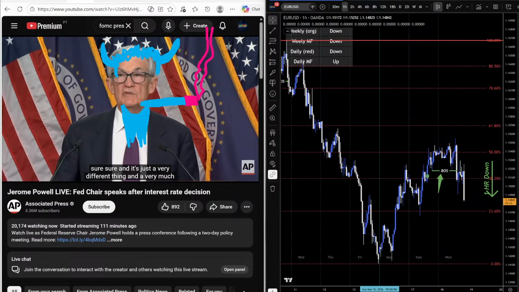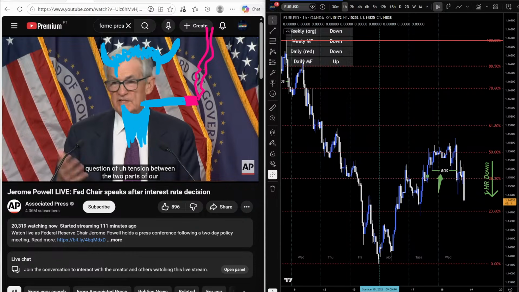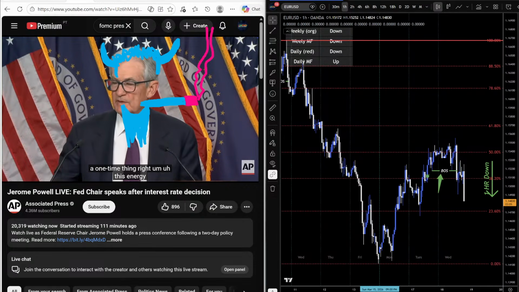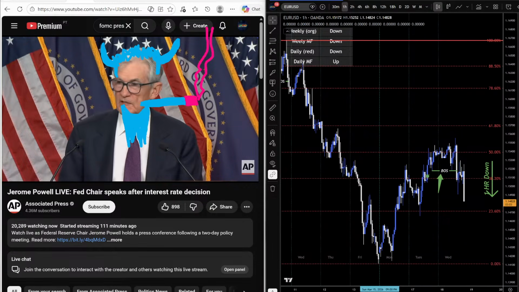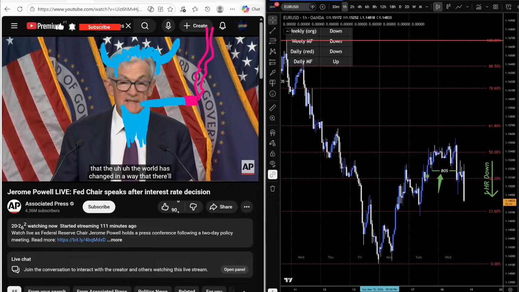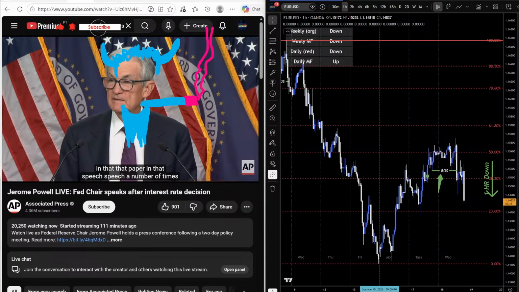But has the world changed? I mean, COVID is a one-time thing, right? This energy supply shock is a one-time thing. It's not because of some broad tendency or anything, I don't think. And the oil shock with Ukraine was also a consequence of military action. So I don't know that the world has changed in a way that there'll be more supply shocks. But people have written that paper and that speech a number of times. A number of people have tried to make the case. And in fact, we have seen more supply shocks in the last 5 years than we've seen in many years before that. It's a fact.